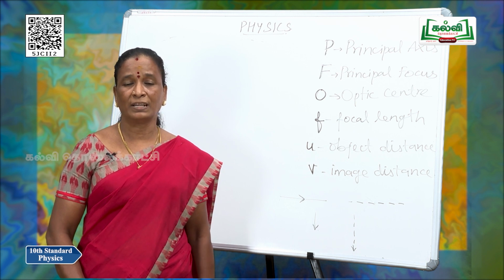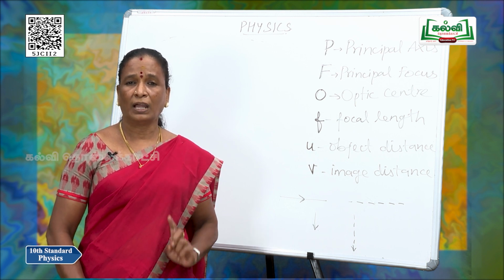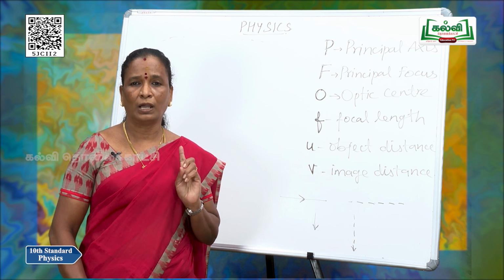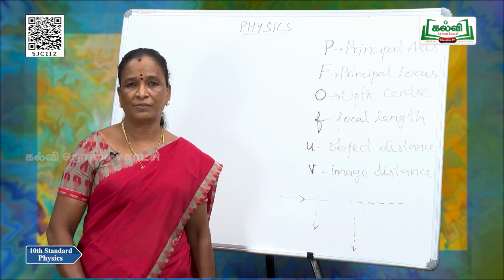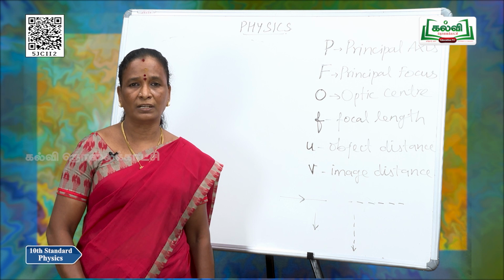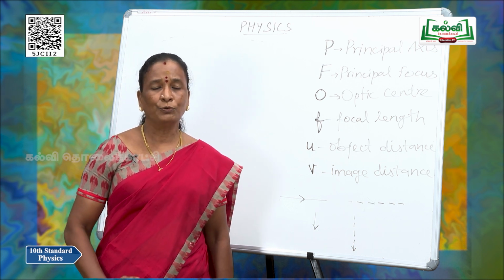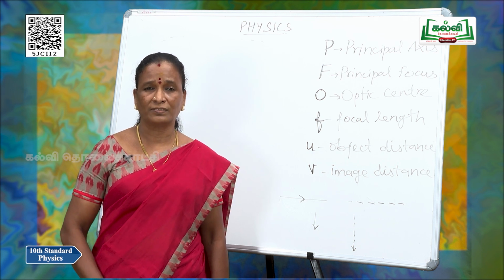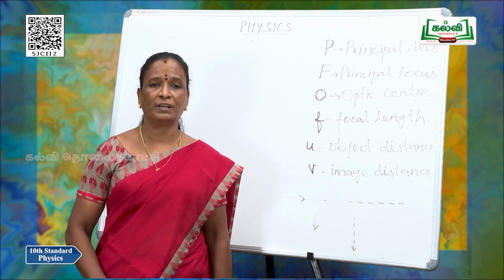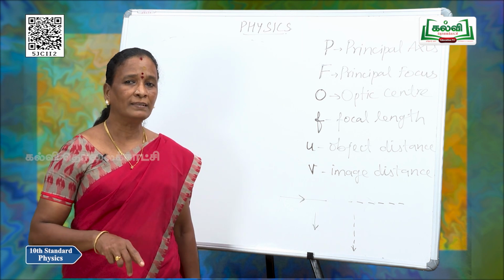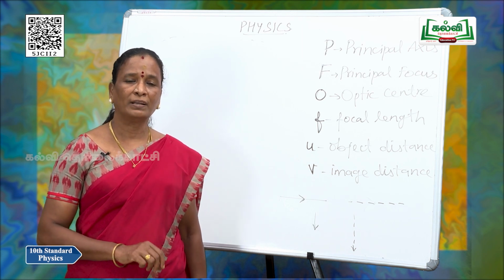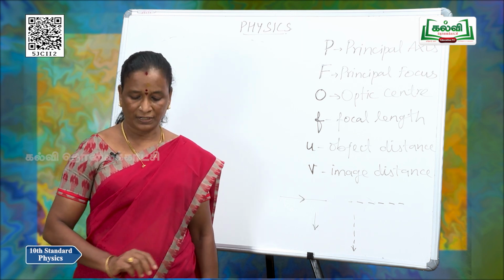But in a convex lens, we get a virtual image in one position of the object. You know very well where we are getting that image, already we have seen. Please go through the ray diagram. If you go through the ray diagram today itself, you will understand very well. So, these are the images formed in a concave lens through refraction.